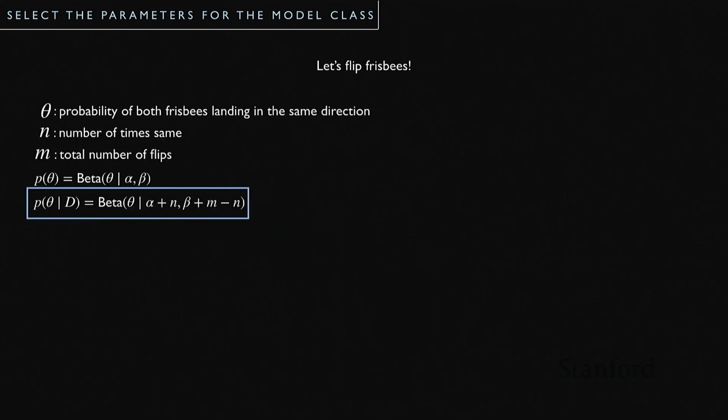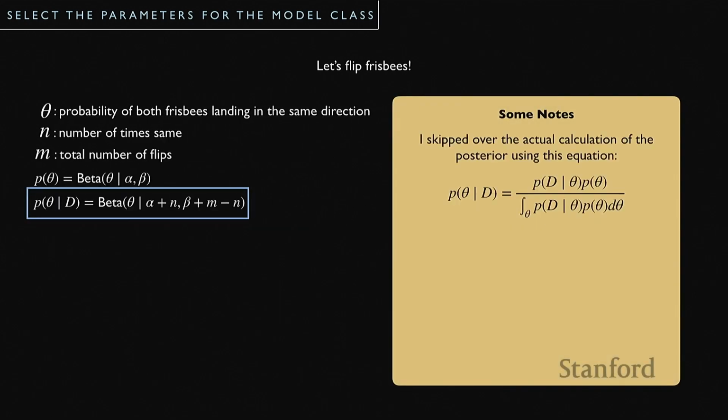Okay, so just a few notes. I skipped over this actual calculation. So if you're wondering where the heck this beta thing came from, no worries. You can either trust me that it's true, or you can check out chapter 4 of Algorithms for Decision Making. It's derived there.